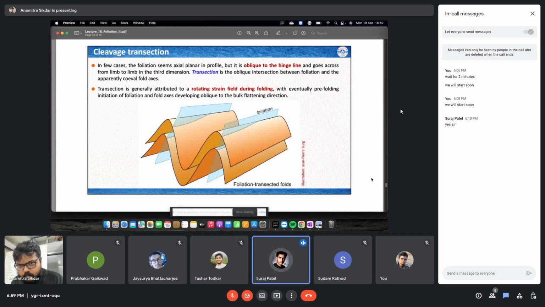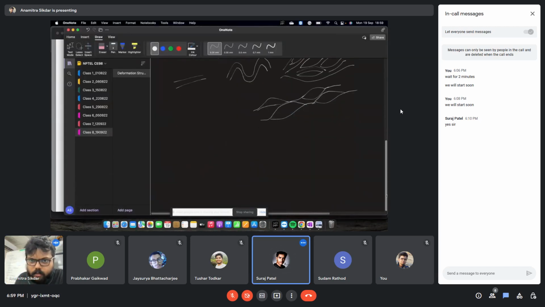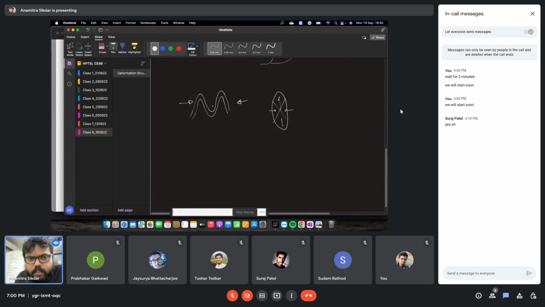Sir, I don't understand how a rotating strain field acts on some object or any structure. Suppose you have a strain field like that. Anything in this domain will get stretched. Anything in this domain will be compressed. So it will produce some kind of folding. So this layer is foldable, I mean, it can buckle at that particular P and T.